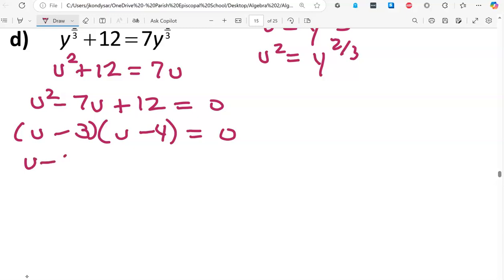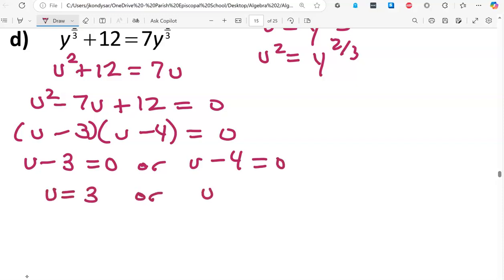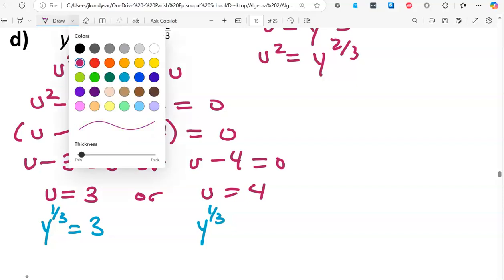So that means that u minus 3 is equal to 0, or u minus 4 is equal to 0. That will give us solutions of u equal to 3 or u equal to 4. Don't forget we've got to back substitute. So y to the 1/3 power is equal to 3, or y to the 1/3 power is equal to 4.